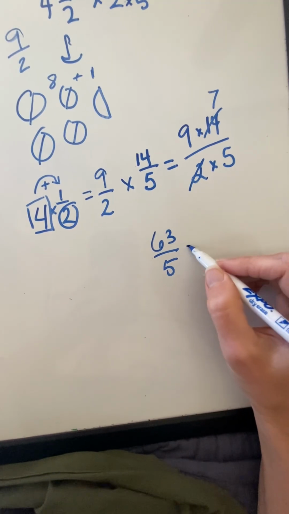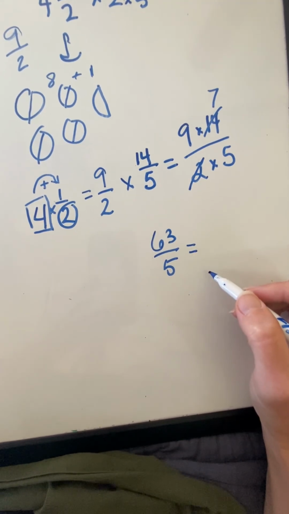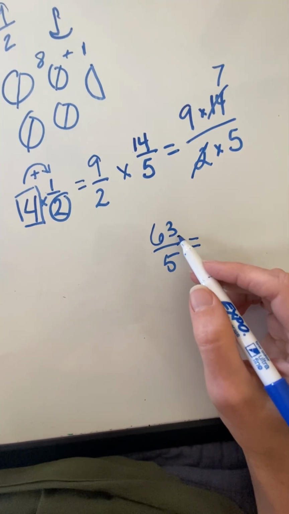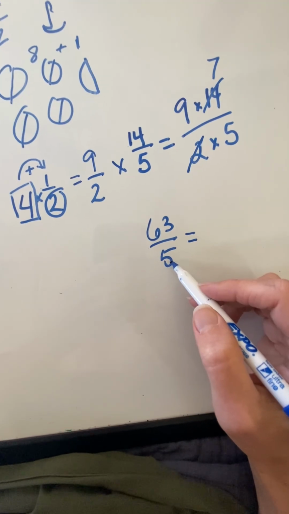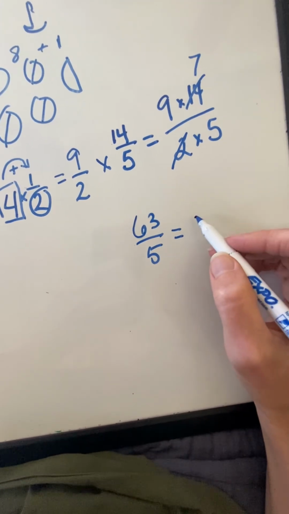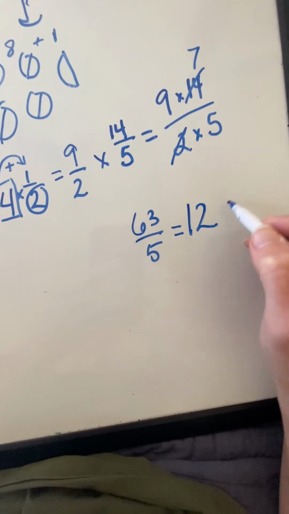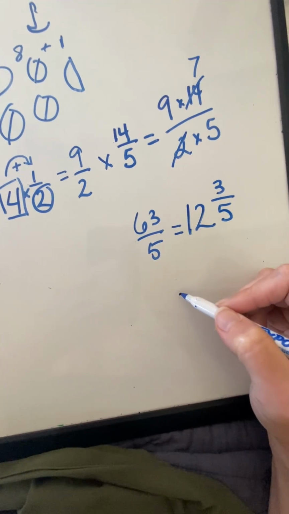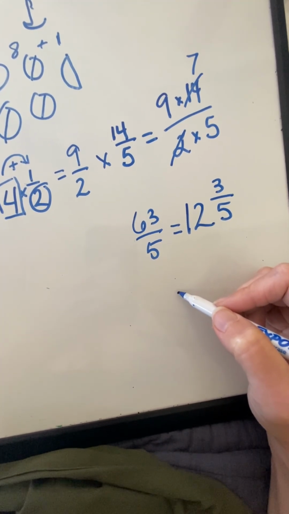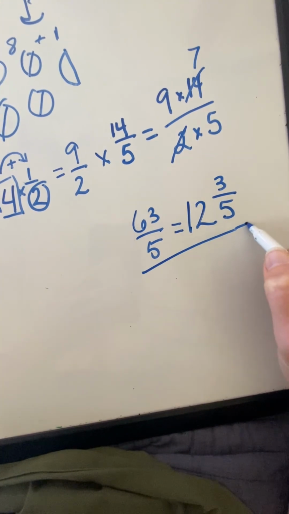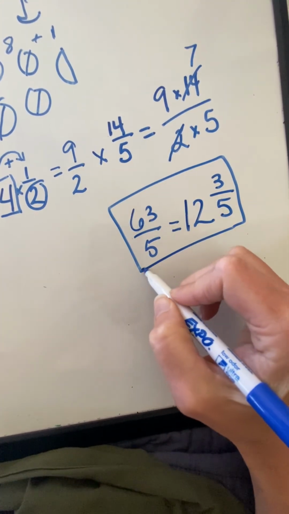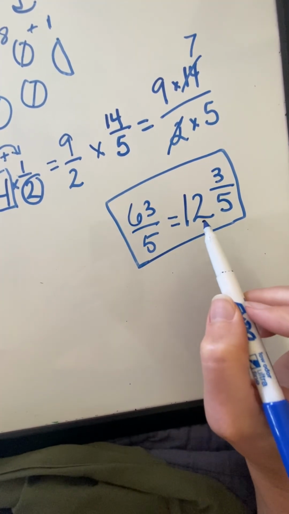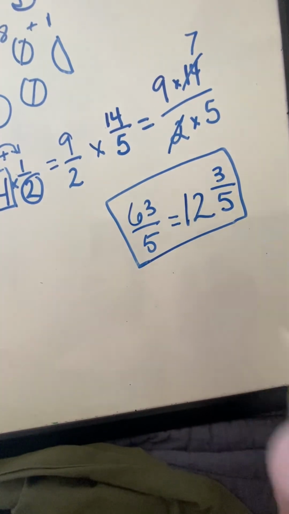And we want to write it as a mixed number. If we want to write it as a mixed number, we have to take 63 divided by 5, which is 12 and 3 fifths. So both of these are the same thing. One is just written as an improper fraction. One is written as a mixed number.